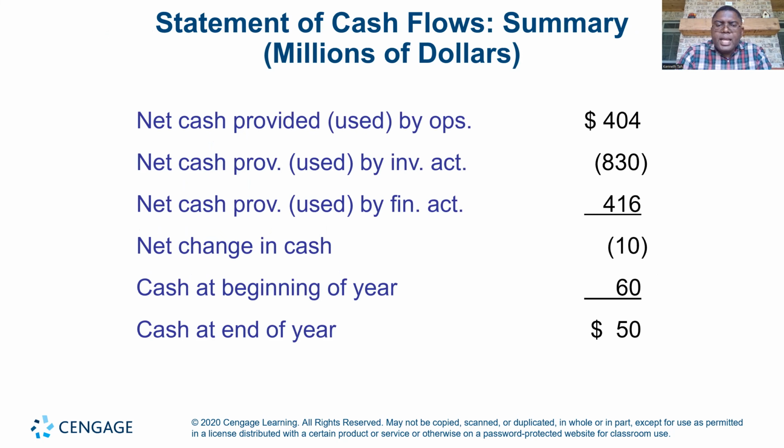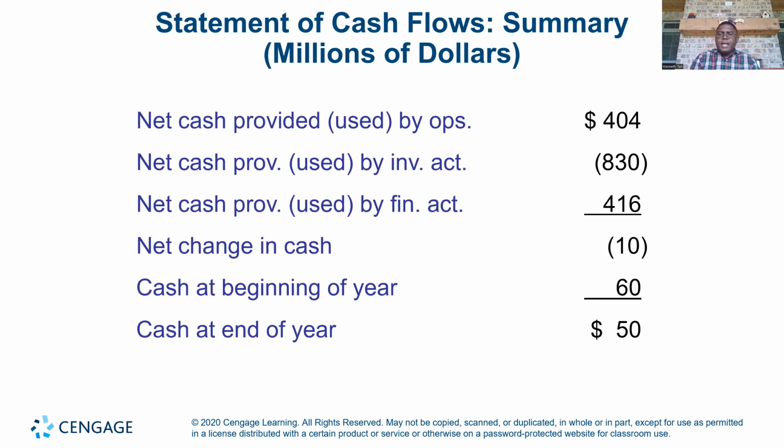So this gives us a net change in cash of negative 10 million. And then we'll bring in the cash at the beginning of the year. This is the cash that was there at the end of the year 2018. So when we bring that, we see that we end up with cash at end of year 2019, which is going to be 50 million. So this is the cash at 50 million.